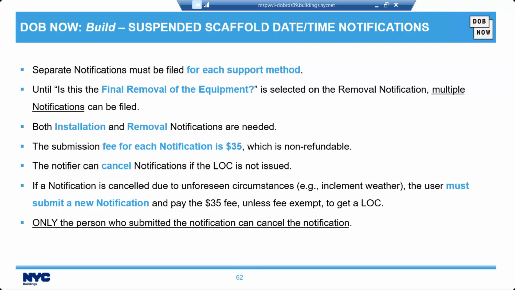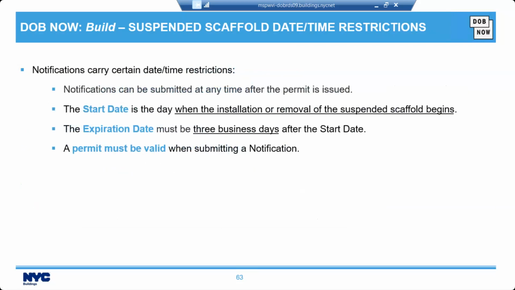And if a notification is canceled due to unforeseen circumstances, like inclement weather, for example, the user must submit a new notification and pay the $35 fee unless fee exempt to get an LOC. Now, only the person who submitted the notification can cancel the notification.